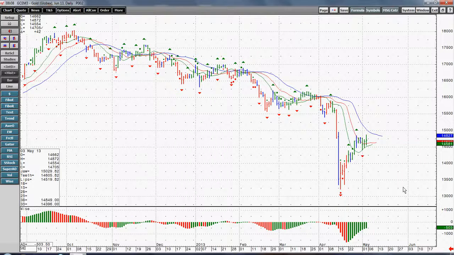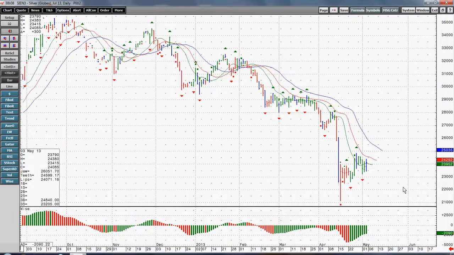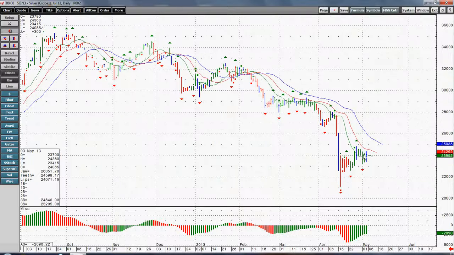Next, we're going to look at silver. Of course, the margins on gold and silver have jumped up hugely, so it may have pushed you out of the silver market or even the E-mini. If so, gold will still be there and will still be able to trade.